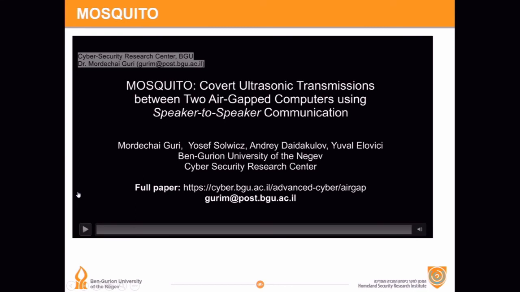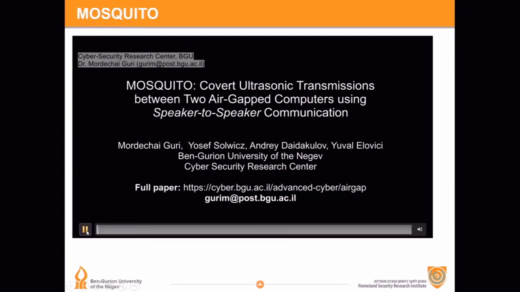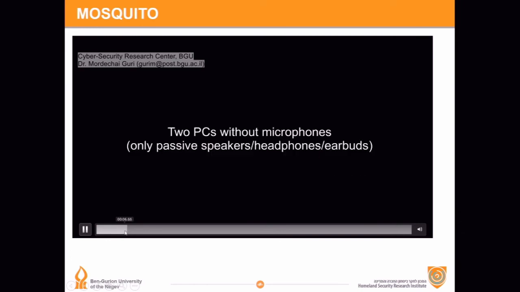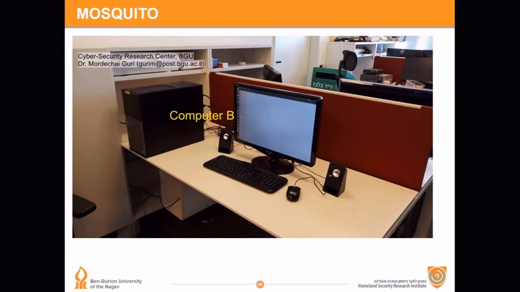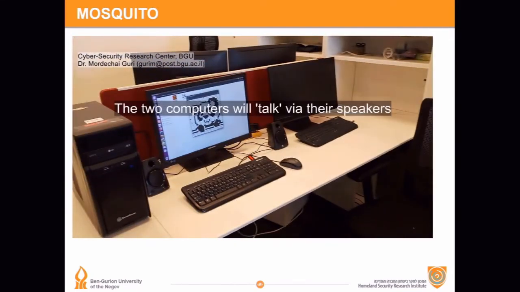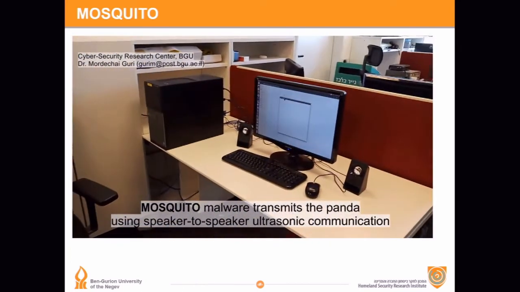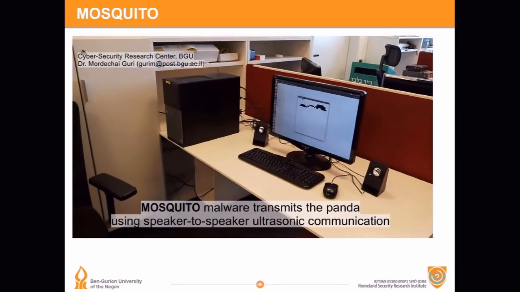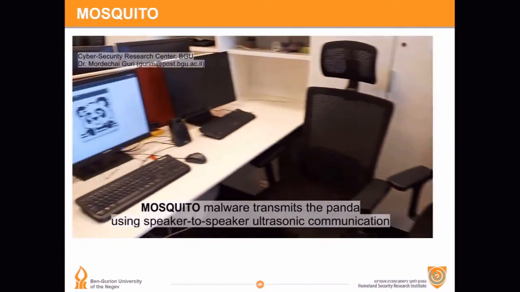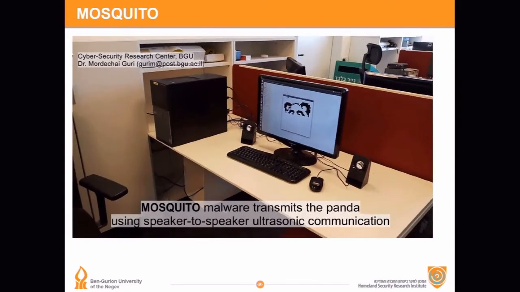It's called Mosquito, covert ultrasonic transmission between air-gapped computers using speaker-to-speaker communication, and I will explain it shortly. Now we see two PCs without microphones. This is computer A, it could be an air-gapped computer. The next computer could be an air-gapped computer or any computer that's connected to the internet. And you see the panda bear. Computer A starts to transmit it to computer B. And again, computer B is equipped with no microphone. It's slow, but don't worry, the panda bear will be transferred to the other computer. I'll wait.